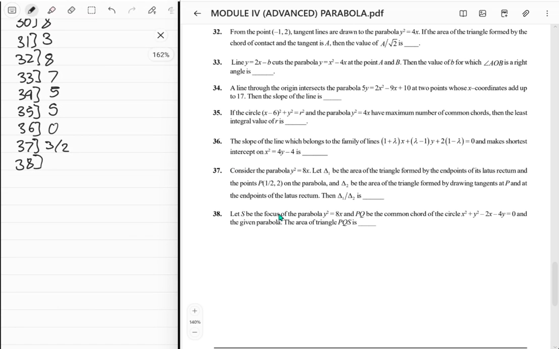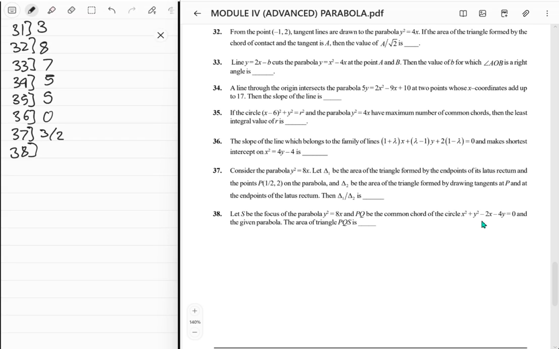Last question. Let S be the focus of the parabola and PQ be the common chord of the circle and the given parabola. It passes through 0, 0, I think. Okay. S is just the focus of the parabola. And PQ is the common chord of this circle and the given parabola. Okay. The area of triangle PQS is, it's crazy.